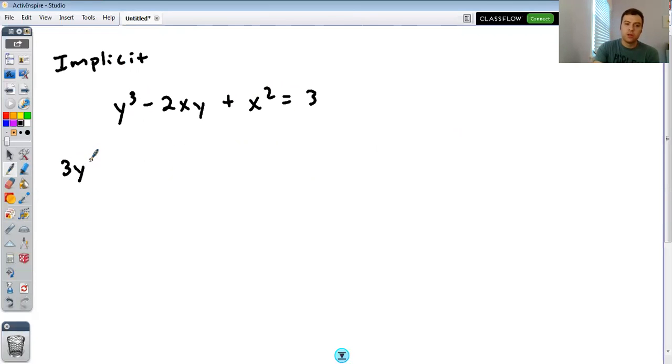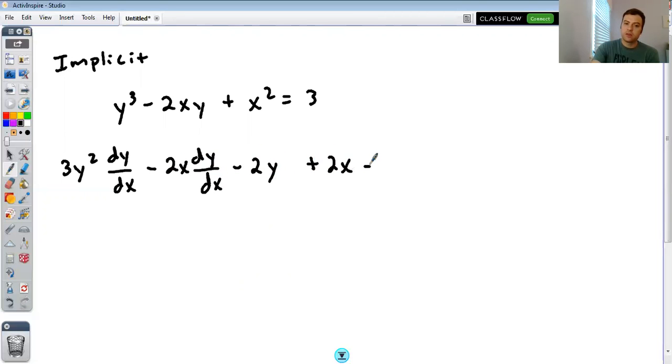So just remember, we're taking the derivative in terms of x. So whenever we derive a y term, we're going to apply the chain rule and multiply by dy dx on the derivative of y. So that's the first part. We're going to use the product rule here for the middle. So minus 2x dy dx minus 2y plus 2x is equal to 0.